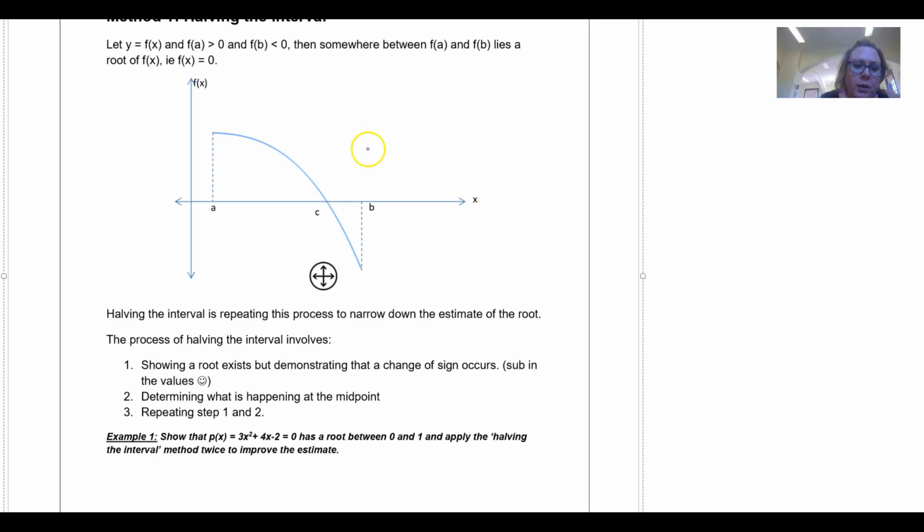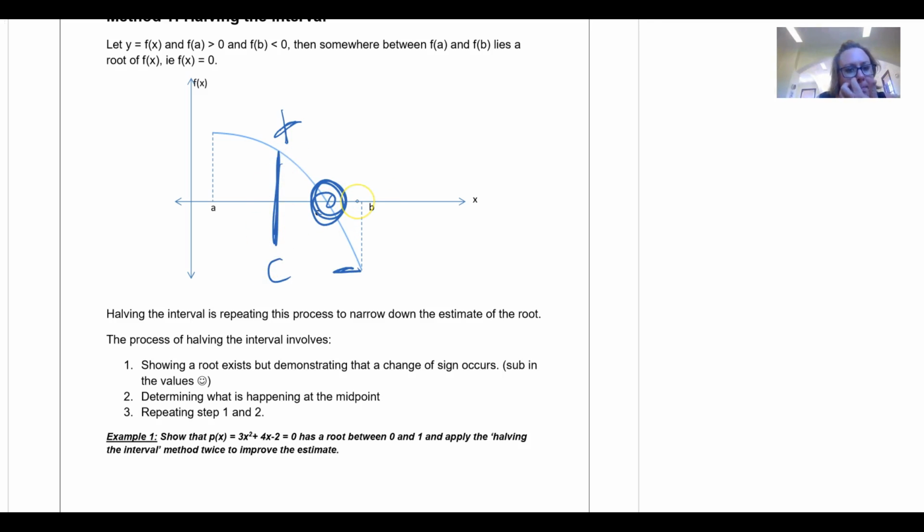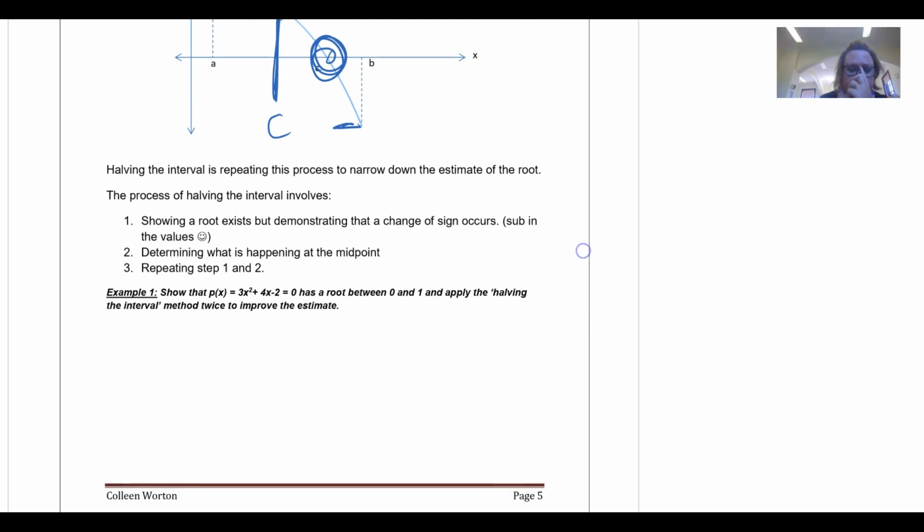So if I know that one side is positive and the other side is negative, it must cross through here. Therefore, it must be a root. So if I can do that, and then halve the boundaries that I'm doing it between each time, so halve B and A, so I would probably come in here and call it C, I'm going to get a better estimation for my root. It's probably easier if I do it for you, and then we'll come back to the steps. So, it says show P of X equals 0 has a root between 0 and 1.